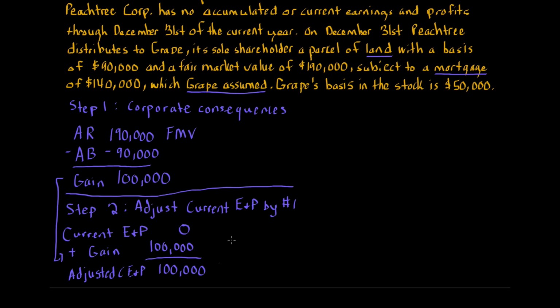Now, we're not going to worry about the tax consequences in this problem, but in practice, you would have to net the amounts, the gain of the taxes they create. So if the corporate tax rate is 21% on this gain, you would actually have a $21,000 tax effect. So you'd actually have a $79,000 adjustment, $100,000 minus $21,000, a $79,000 adjustment to current earnings and profits.